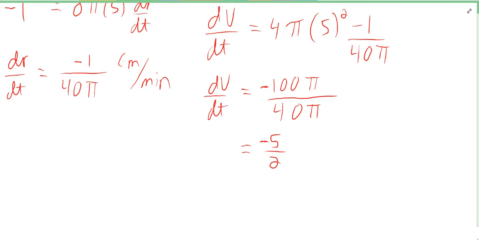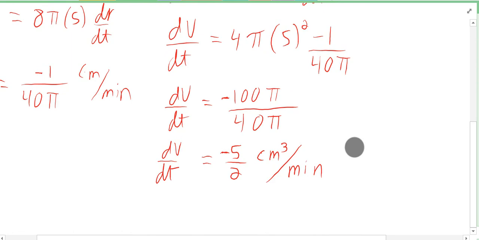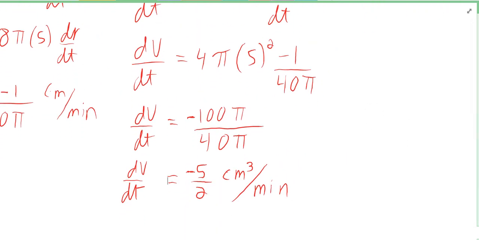What are the units on this? Who can tell me? Cubic centimeters per minute. Yeah, because it's volume. Now, guys, we've been super loosey-goosey with the units at this point. But if you kept track of these, here's why it's cubic centimeters per minute.